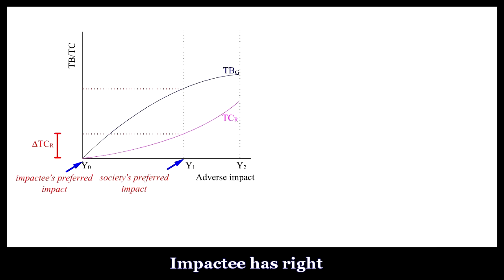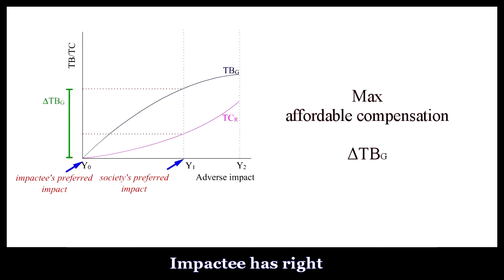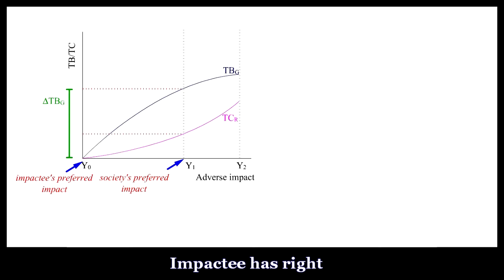The maximum amount of compensation affordable by the impactor is the vertical gap between TB at zero impact and TB at Y1, namely delta TBG. Since delta TBG is greater than delta TCR, the impactor can afford to bribe the impactee into accepting Y1.